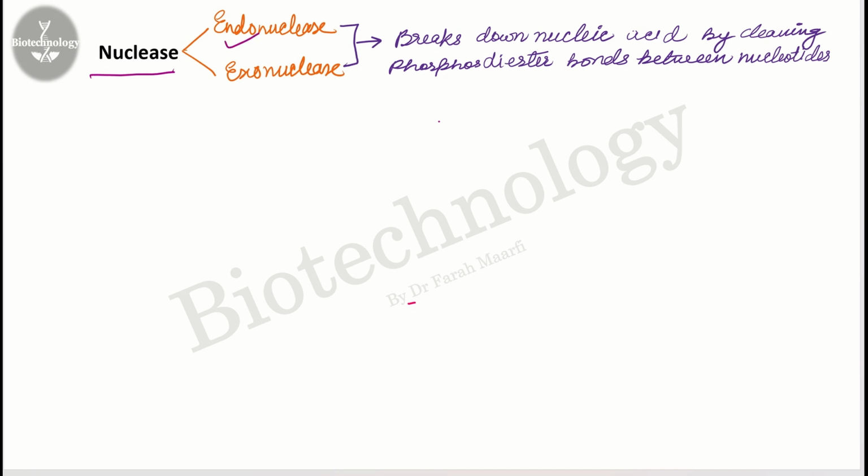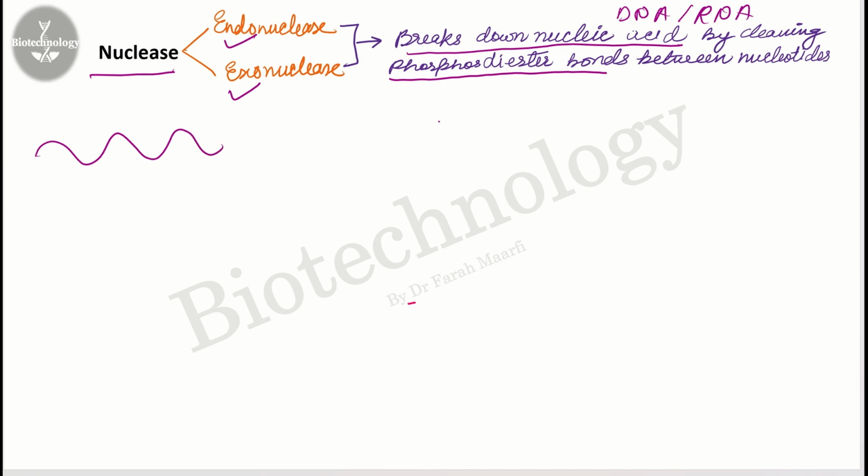Nucleases are of two types, endonucleases and exonucleases. They both can cut down or break down the nucleic acid. Nucleic acid is DNA or RNA. So it can cut down the DNA or RNA by cleaving its phosphodiester bond between the nucleotides. How is it cleaving or cutting down the DNA or RNA molecule? By breaking down its phosphodiester bond.